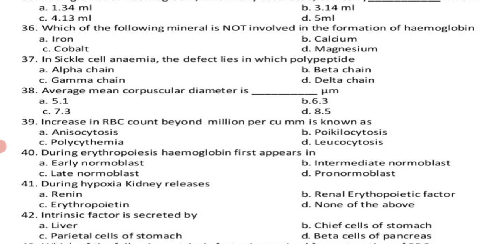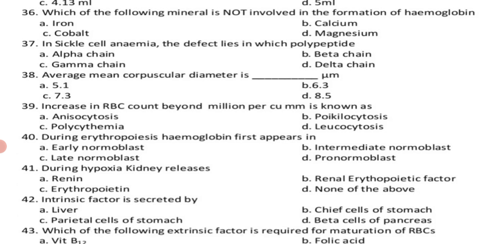Question number 41. During hypoxia, kidney releases renal erythropoietic factor. In hypoxia, your body does not have enough oxygen. Without oxygen, your brain, liver and other organs can be damaged. In this condition, the kidney releases renal erythropoietic factor. So option B is the correct option for question number 41.